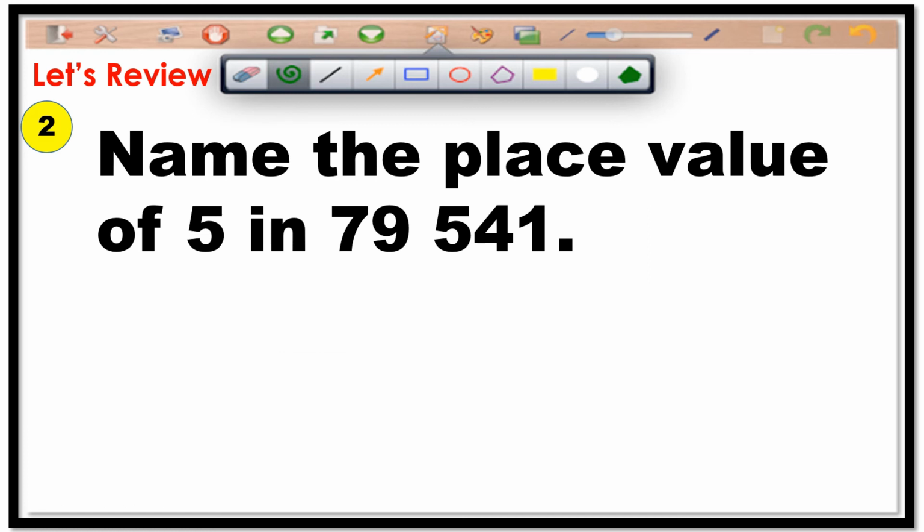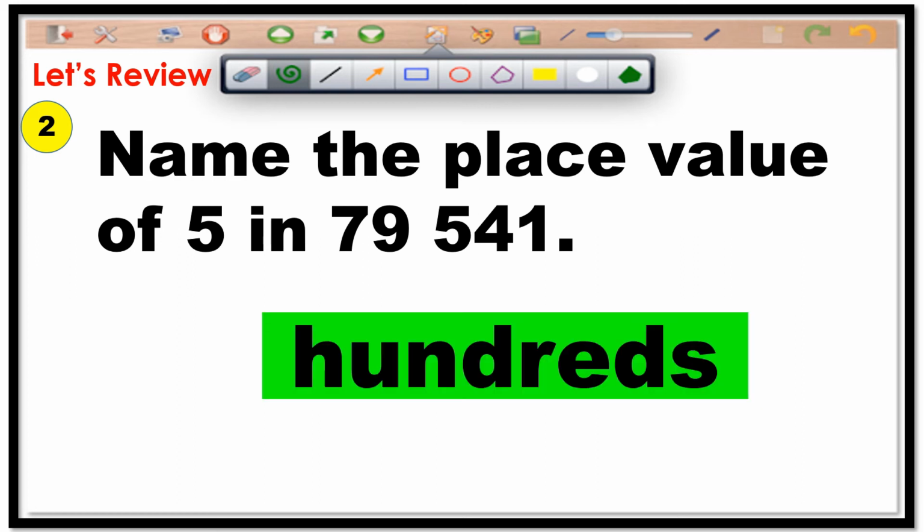Number 2. Name the place value of 5 in 79,541. So, yung digit na 5, ang hahanapin natin kung ano ang place value. Again, magsisimula tayo sa kanan ulit kay 1. Ones, tens, hundreds. So, ano ang place value ni 5? Hundreds. Good job. Next number.